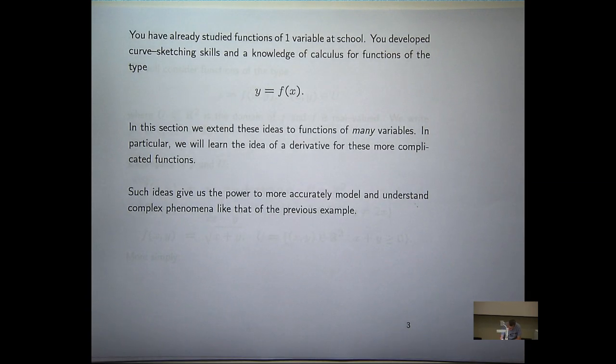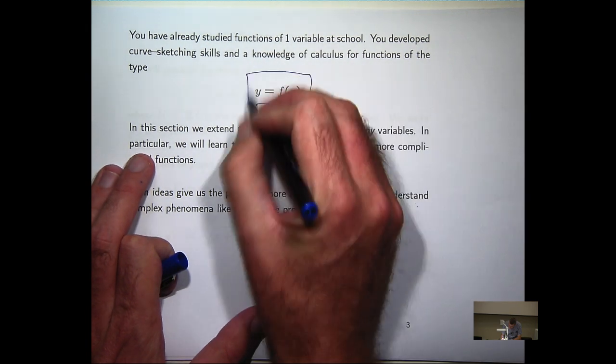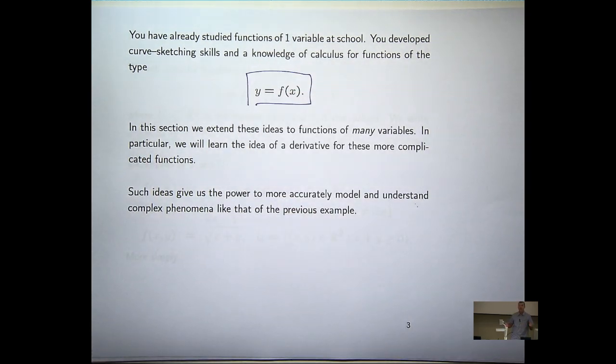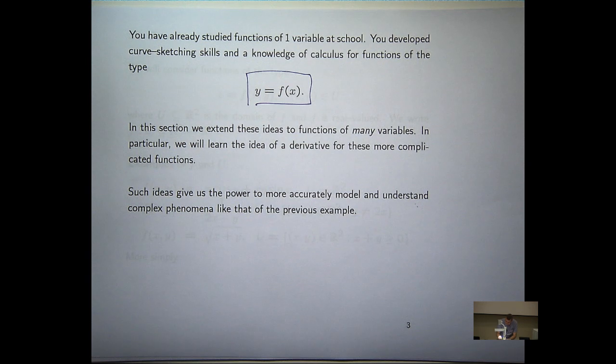Now, back at school and in first year, you looked at functions of one variable. So the independent variable here, in this case, is just x. And you developed curve sketching skills and differentiation and integration and limits and things like this. And so what we're going to do in this section is extend these ideas to functions of two or more variables.